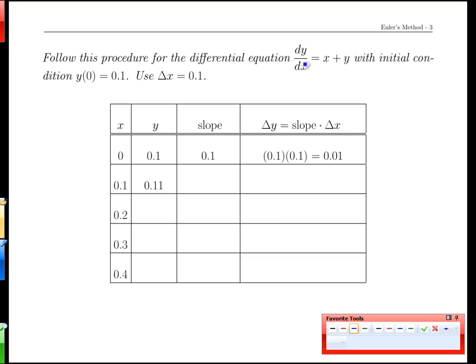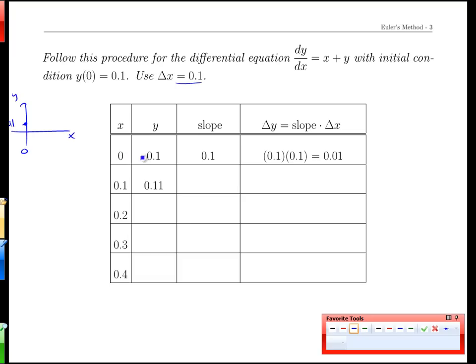Consider this differential equation, dy dx equals x plus y, with initial condition, so we know our starting point. That's the key thing. We're being told we're going to start at x of 0, and y of 0.1. That's our starting point. Notice we have to tell you, if we want you to solve this directly, what the delta x step we're going to use is.